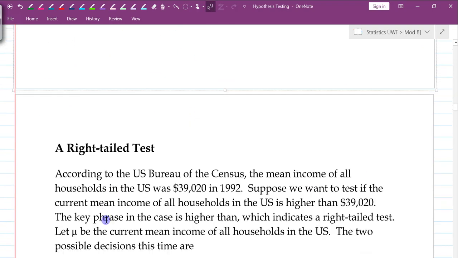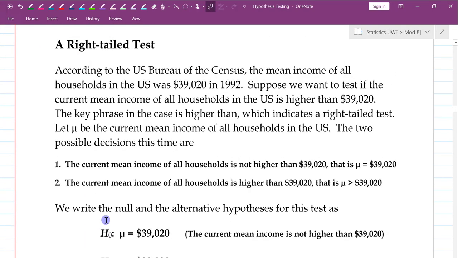We have one more example here, and this is the right tail test. It says, according to the U.S. Bureau of Census, the mean income for all households in the U.S. was $39,020 in 1992. Suppose we want to test if the current mean income of all households in the U.S. is higher than $39,020. The key phrase in this case is "higher than." You have to learn how to read the word problems and pick out the important words that tell you what we're testing. So in this case, it's "higher than," which indicates that it is a right-tailed test.